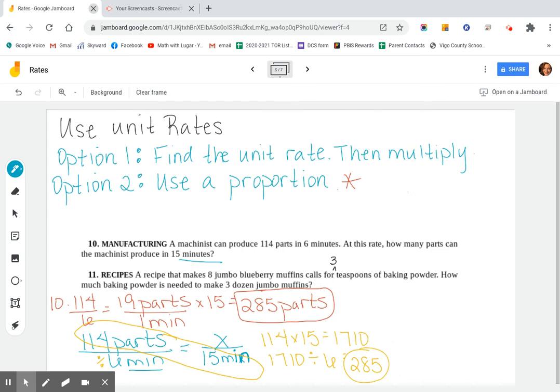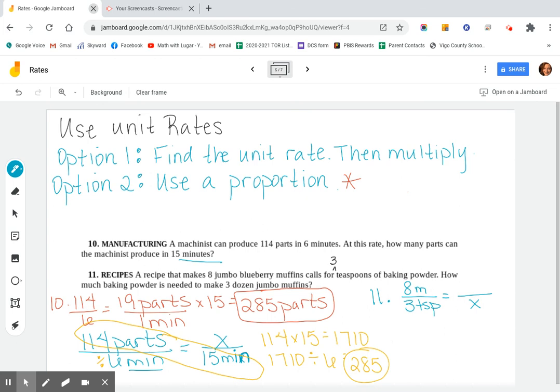It says a recipe that makes 8 jumbo blueberry muffins calls for, for some reason when I copied this it was missing the 3, but it calls for 3 teaspoons of baking powder. So I am going to start my proportion by putting 8, I'll just put M for muffins for now, for 3 teaspoons equals blank fraction bar. How much baking powder, so I don't know how many teaspoons, my X goes on the bottom, is needed to make 3 dozen jumbo muffins.